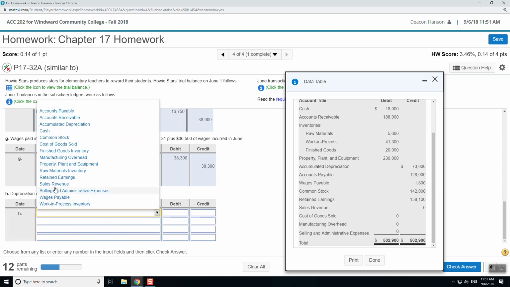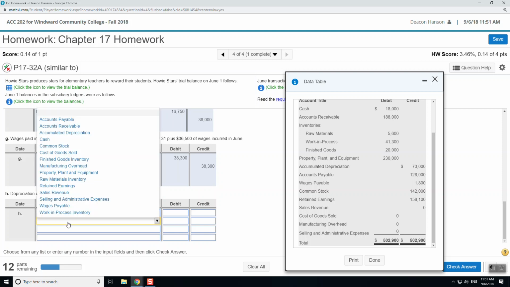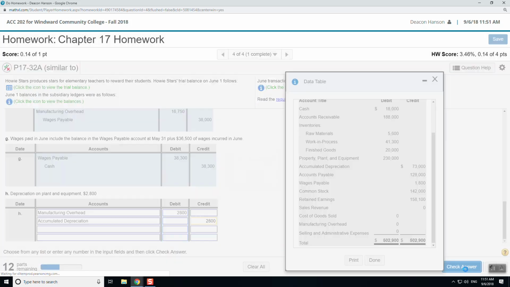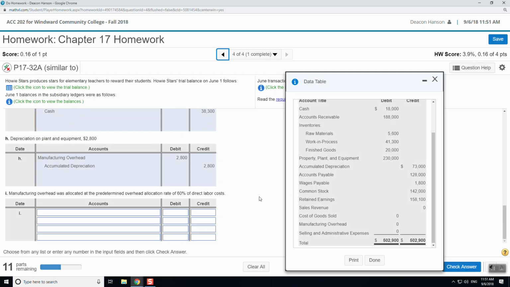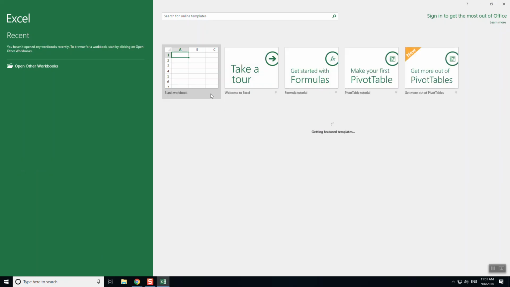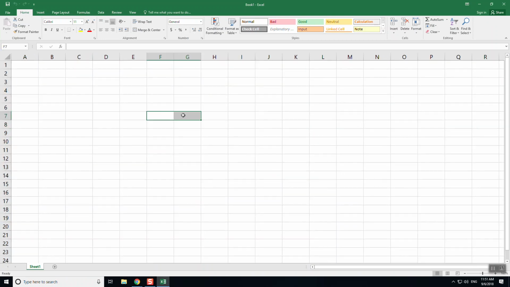Manufacturing overhead. And then what's the offsetting side of depreciation? We'll make it accumulated depreciation. Okay, now I'm going to do a little side chart here for you. See, this is the overhead account.